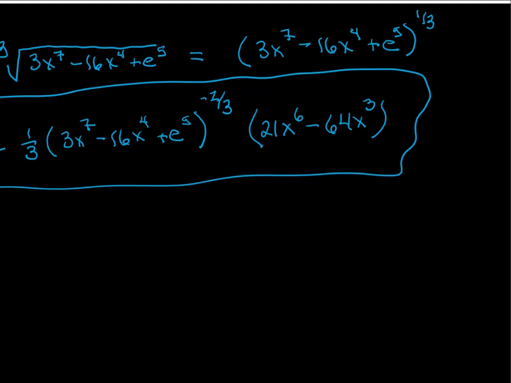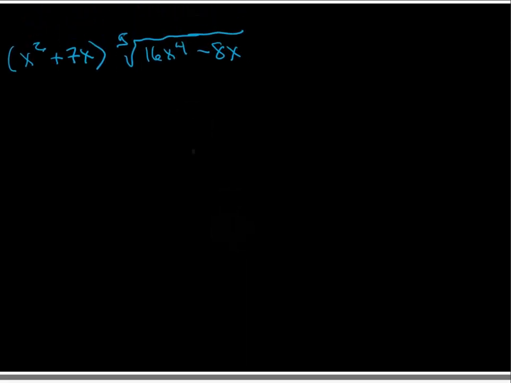Let's go after another one. Say we have something like this. Y equals x squared plus 7x times the 5th root of 16x to the 4th minus 8x. There. So there it is. And we need to compute the derivative of this.